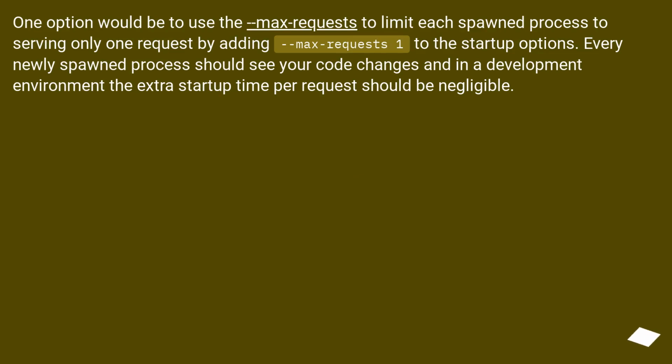One option would be to use the max requests setting to limit each spawned process to serving only one request, by adding max-requests 1 to the startup options. Every newly spawned process should see your code changes, and in a development environment the extra startup time per request should be negligible.